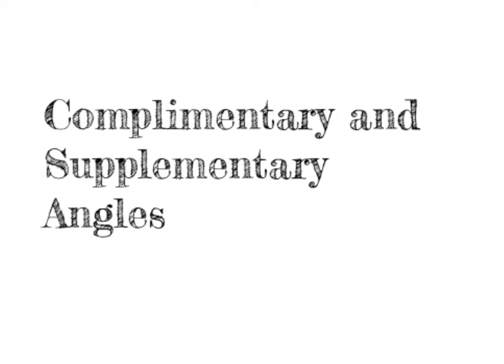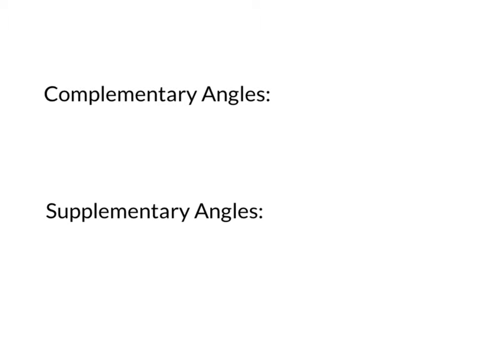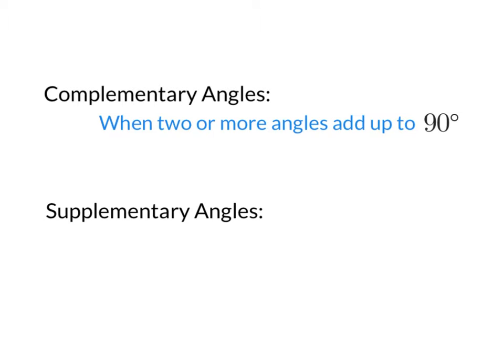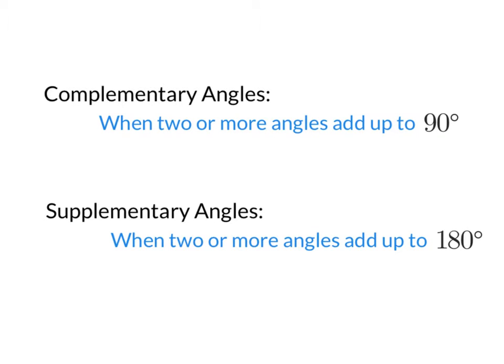Welcome to the video on complementary and supplementary angles. First, we'll start with some definitions. Complementary angles are when two or more angles add up to 90 degrees. And supplementary angles are when two or more angles add up to 180 degrees.